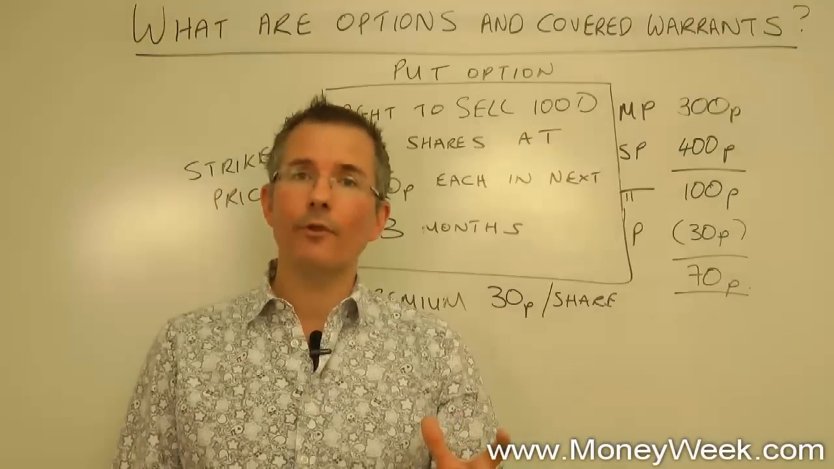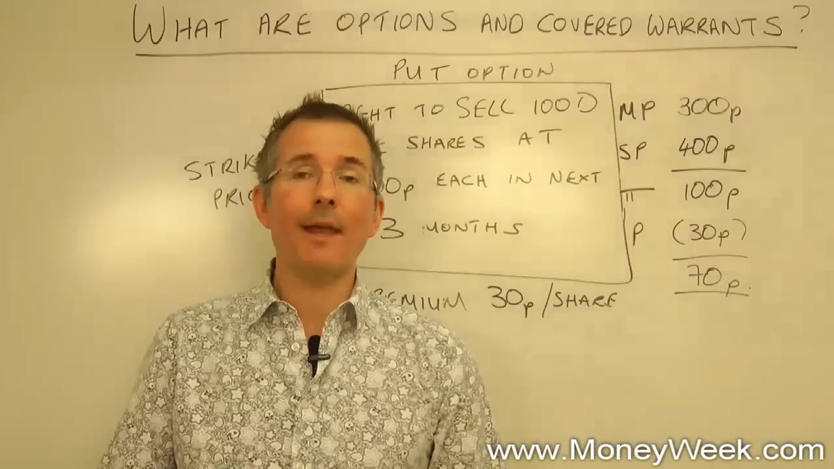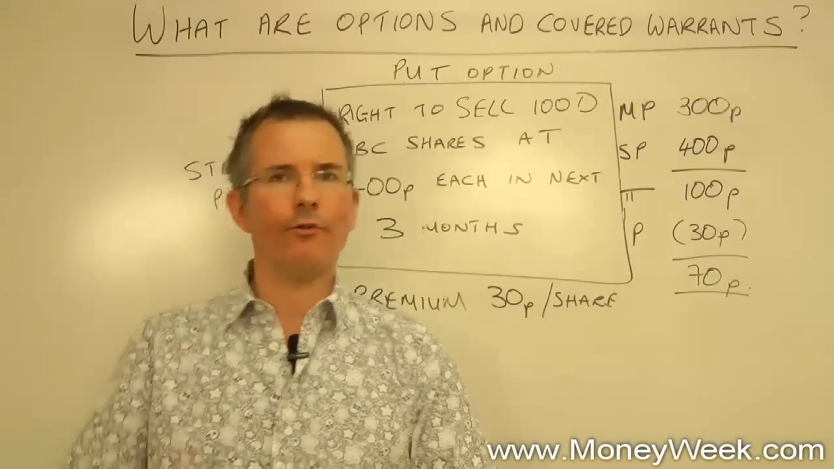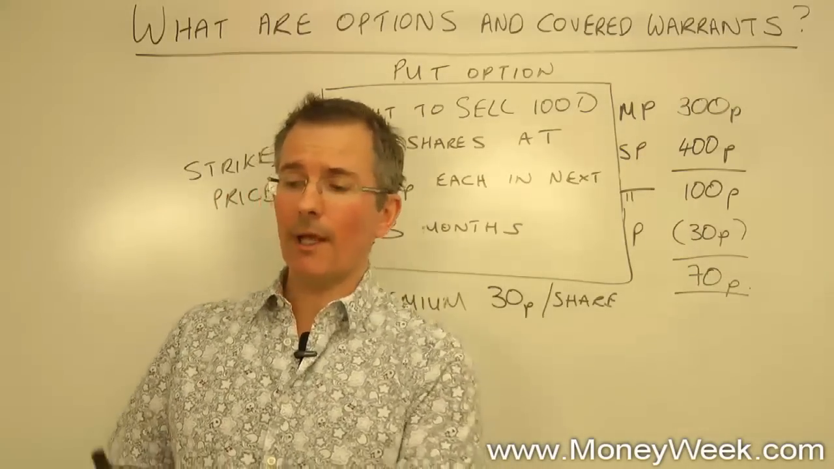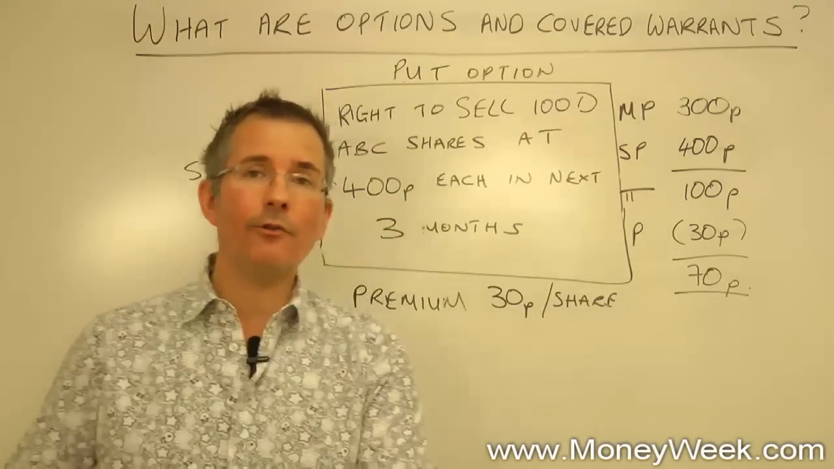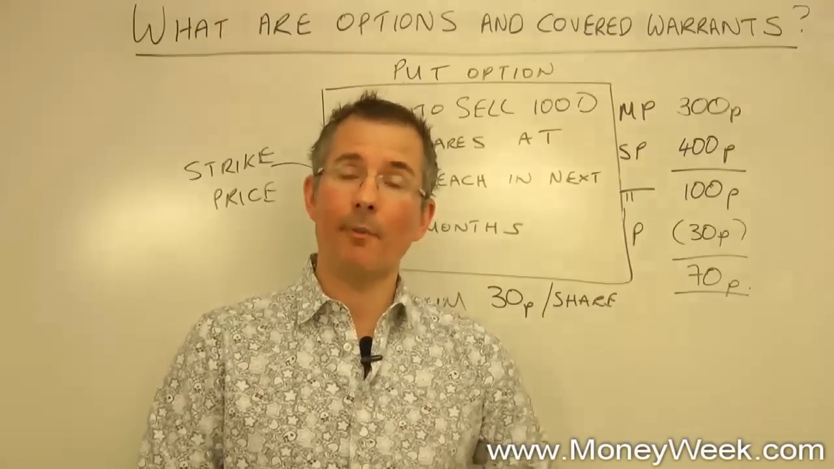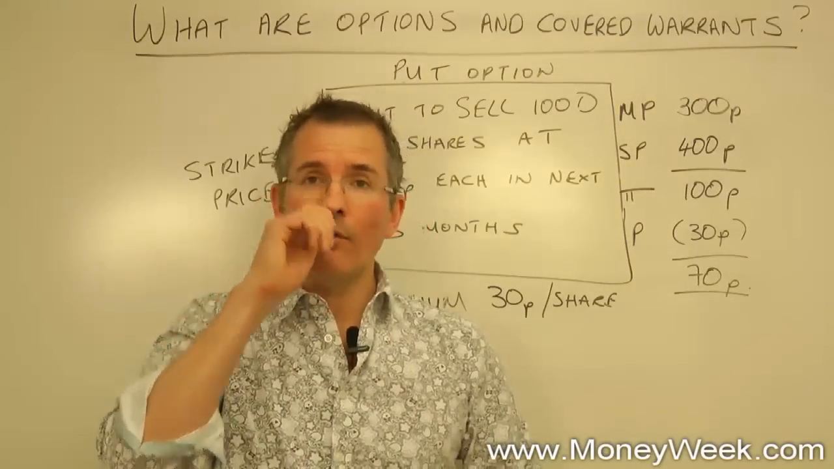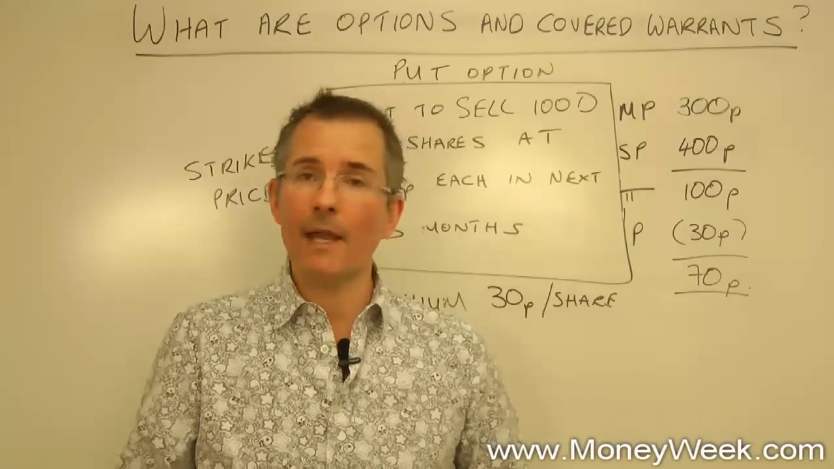So with options, quite often you don't end up having to make a phone call to buy or sell 1,000 shares at all. You simply buy the option for a premium of 30 pence per share, and then you sell it on within the 3-month period to somebody else who wants it for 50 pence per share, let's say, and make a profit that way.